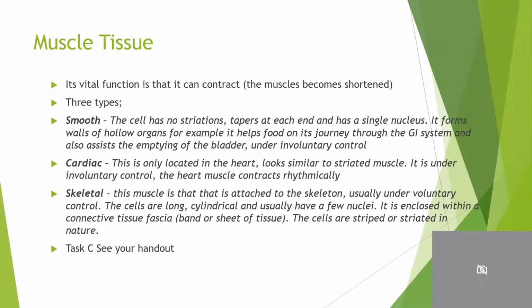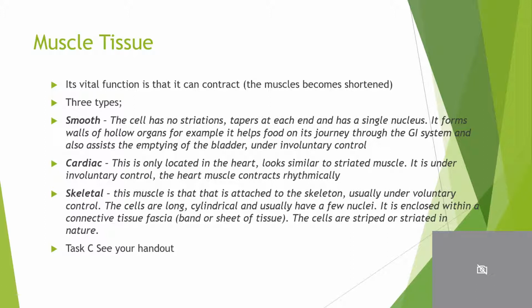Cardiac. This is only located in the heart. It does look similar to striated muscle and it is under involuntary control, i.e. we do not have to voluntarily make our heart beat. That is done involuntarily without us needing to have any input into it whatsoever, and that makes the heart muscle contract rhythmically.